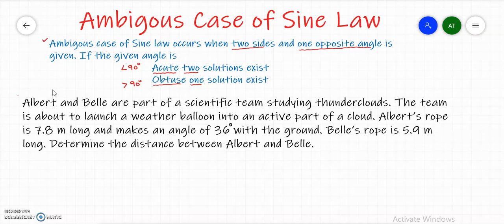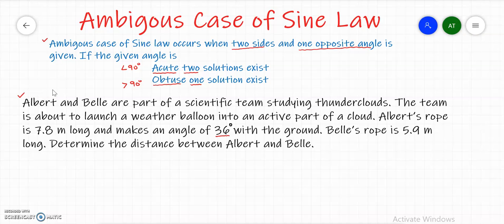So let's begin with an example. Albert and Bella are part of a scientific team studying thunder clouds. The team is about to launch a weather balloon into an active part of a cloud. Albert's rope is 7.8 meters long and makes an angle of 36 degrees with the ground. Bella's rope is 5.9 meters long. Determine the distance between Albert and Bella.